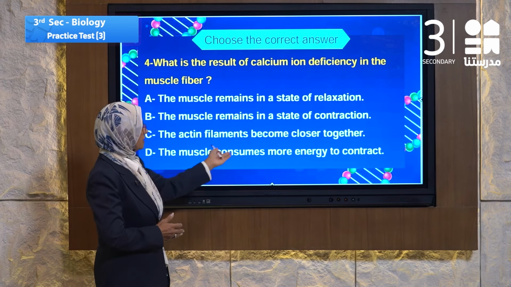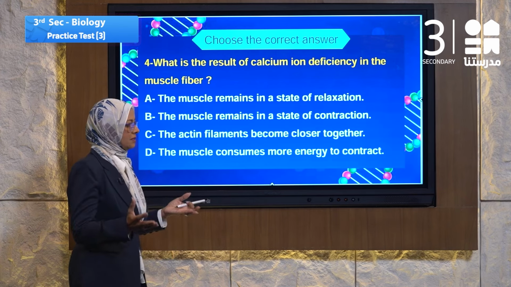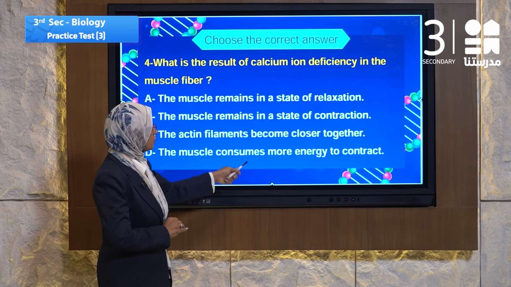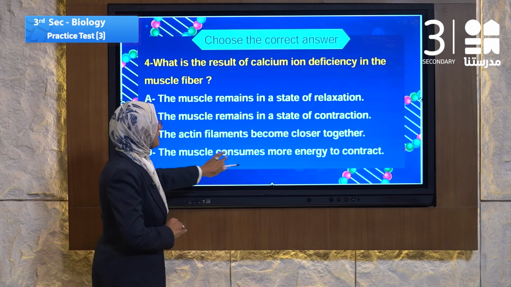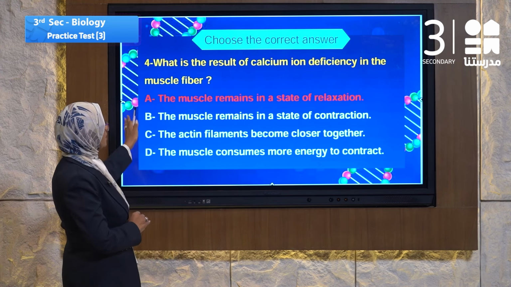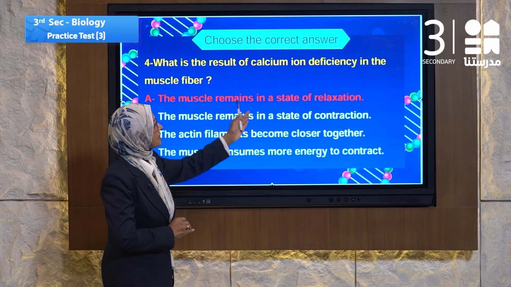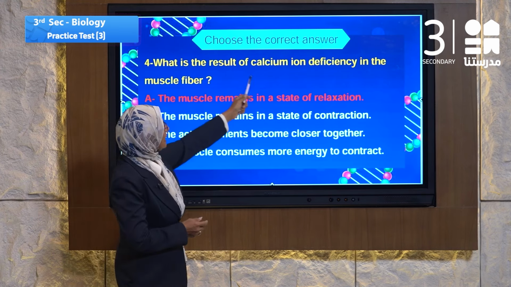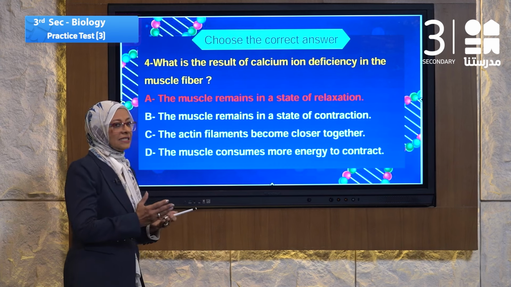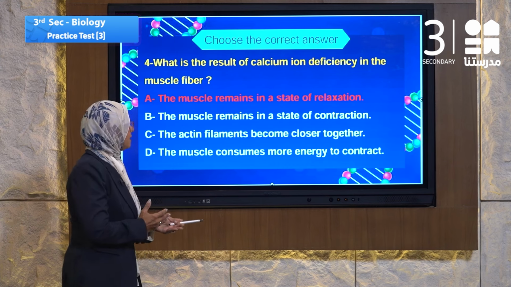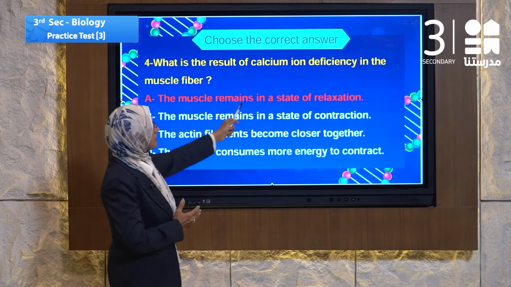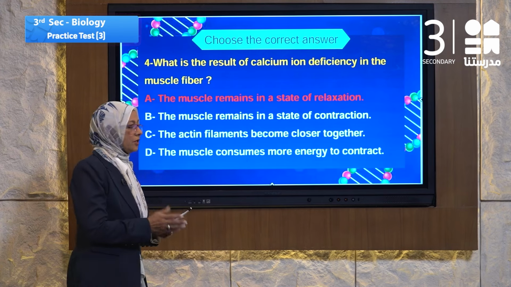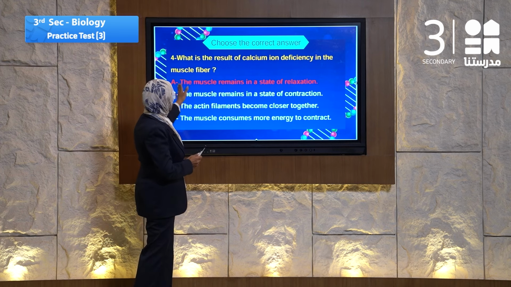C, the actin filaments become closer together, which means contraction. Number D, the muscle consumes more energy to contract. So the answer must be the muscle remains in the state of relaxation with the deficiency of calcium. By decreasing the calcium level in the blood, the muscle will remain in the state of relaxation. No contraction is found here. So the answer must be number A.